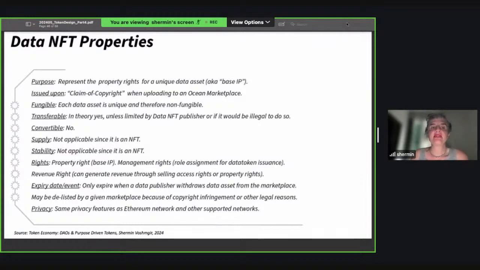These data NFTs are in theory transferable, but that really depends on me as, for example, the base IP owner. Do I want to sell the whole IP to the data set? I can only do that if I'm allowed to. You know, there might be privacy laws that prevent me from doing so. So in theory, it could be transferable. But transferability could be limited by the publisher or by regulators if it would be illegal to do so.